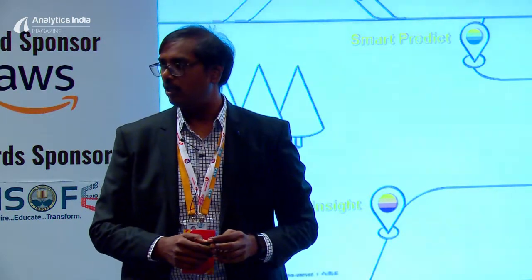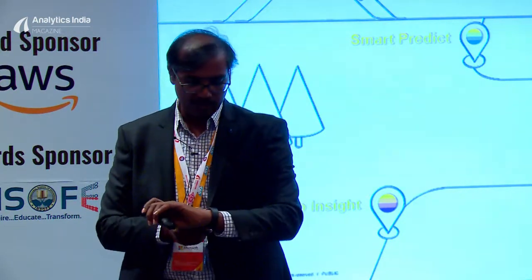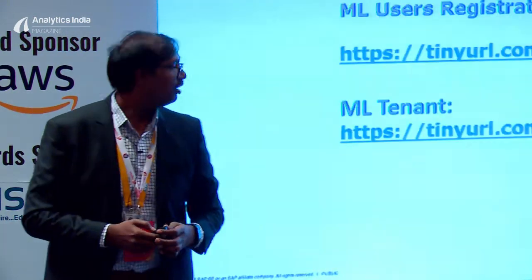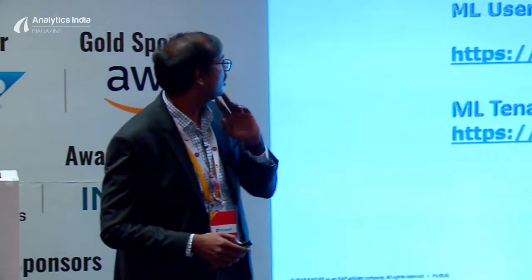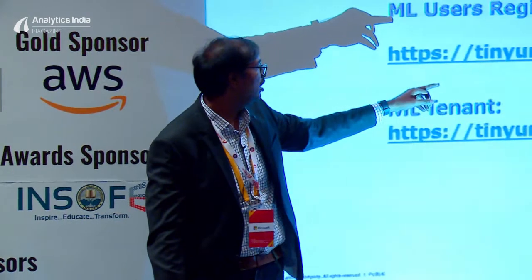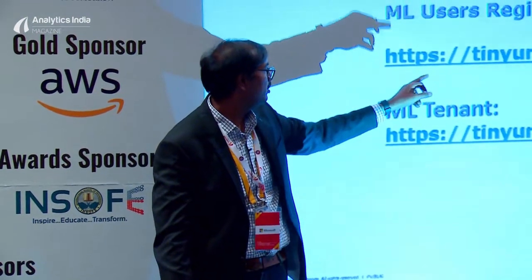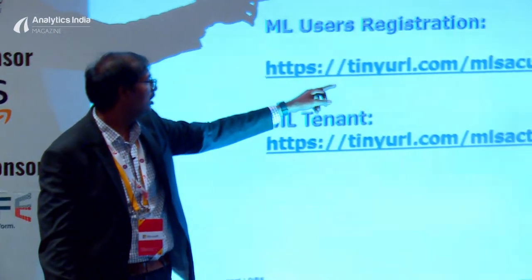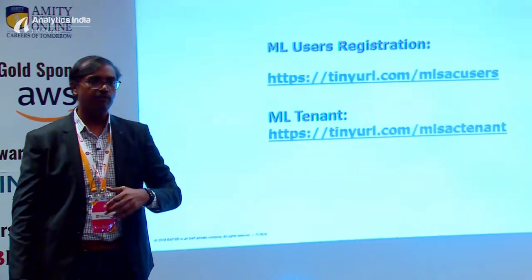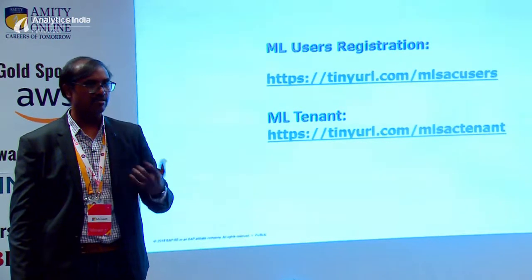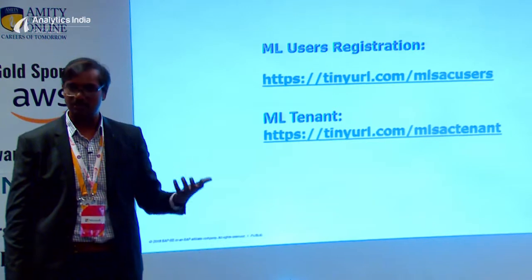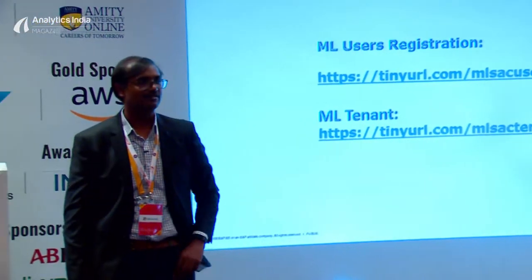Okay, so what we could do now is, it's 11. What you need to do now is just go to this URL, tinyurl.com, machine learning SAC users, and you can register here. We'll give you the access rights, and then you can start working on the use cases we have planned.